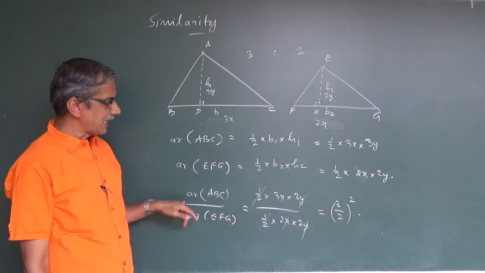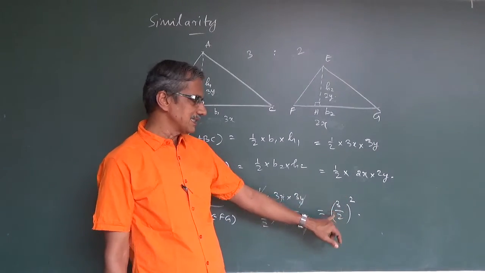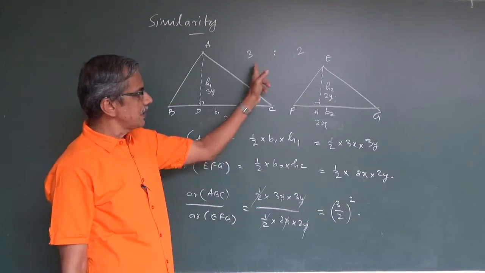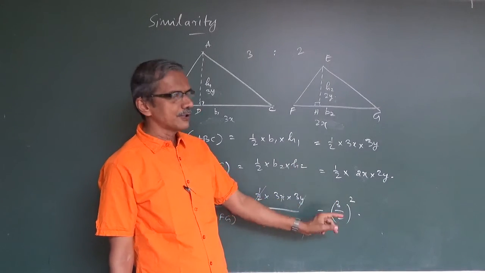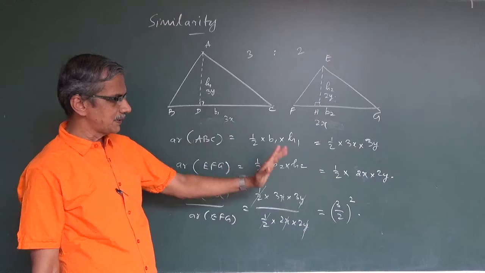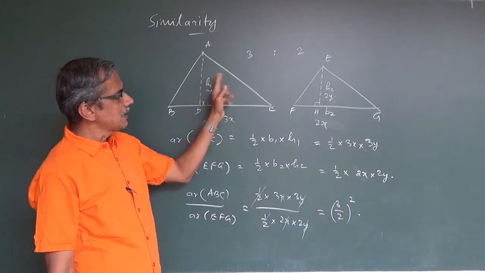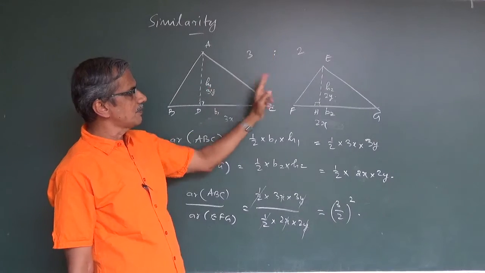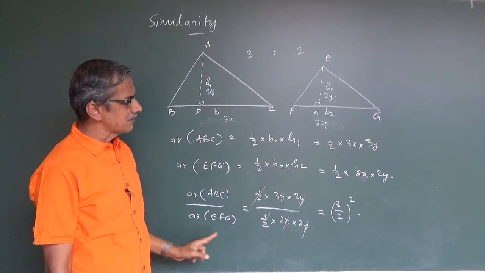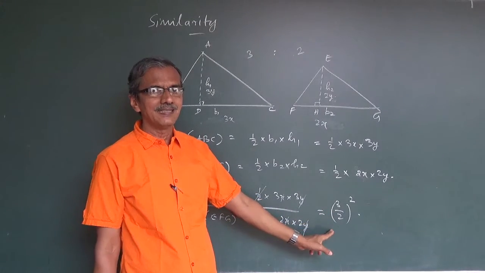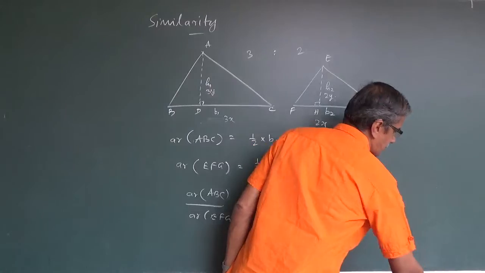The ratio of the area of the two triangles will be equal to square of the sides ratio. If the sides are in the ratio 3:2, the areas will be in the ratio of 3 square is to 2 square. I hope you understood this. So what we have understood is, in case of similar triangles, the ratio of the altitudes will be equal to the side ratio, and the ratio of the areas will be equal to the square of the side ratio. We will do an example of this.